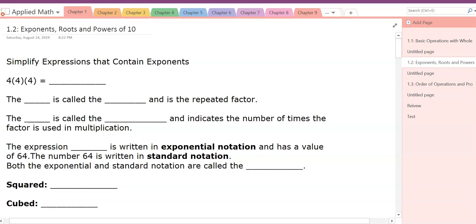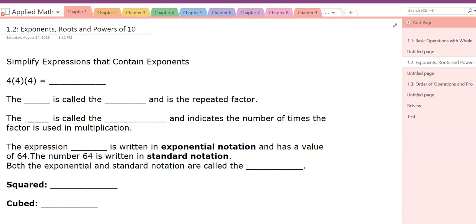Chapter 1, Section 2 goes over exponents, roots, and powers of 10. So I first want to go over how to rewrite something that will contain an exponent and what that means as far as how to evaluate and really the reasoning behind how we write things with exponents.